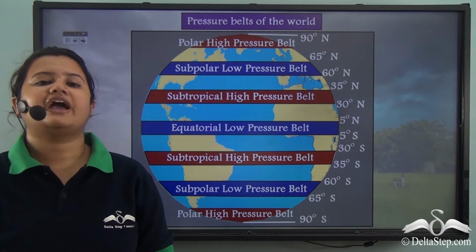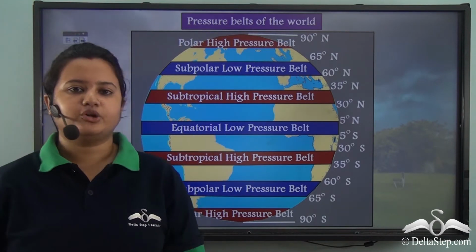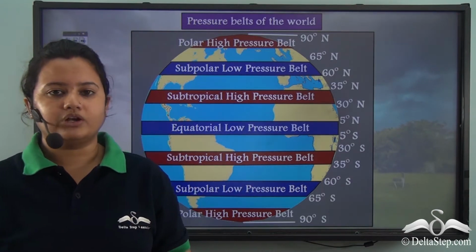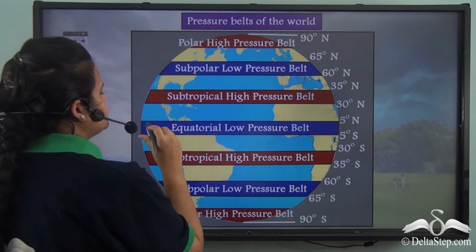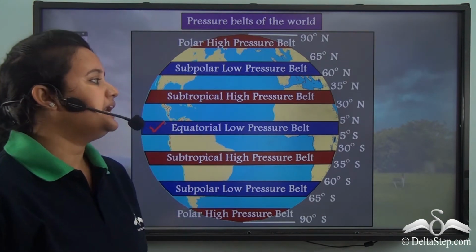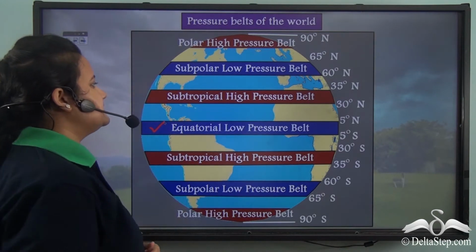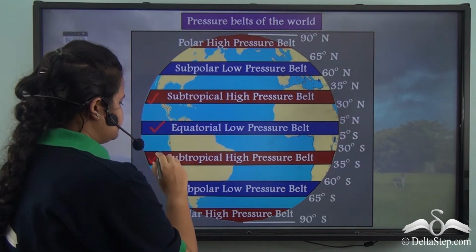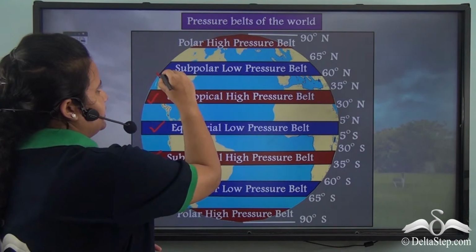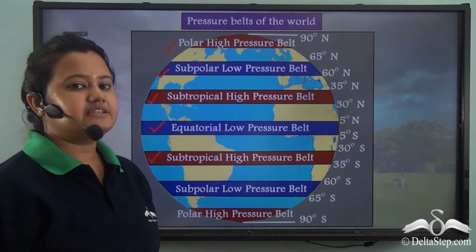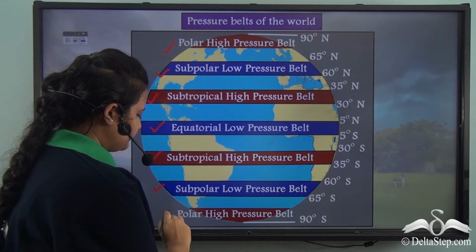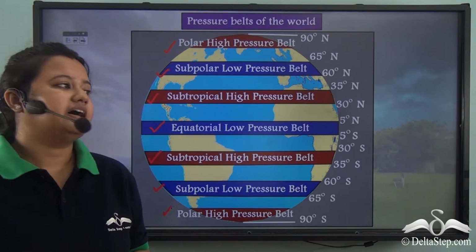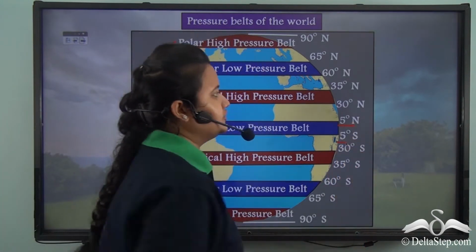If you remember, we have already discussed these pressure belts. There exist 4 major pressure belts all over the world. The first one is the equatorial low pressure belt. The next one is the subtropical high pressure belt. It exists both in the north and in the southern hemisphere. Similarly, subpolar low pressure belts and polar high pressure belts exist in both the hemispheres. Now, each of these pressure belts, as you can see from the picture, has a definite extension.